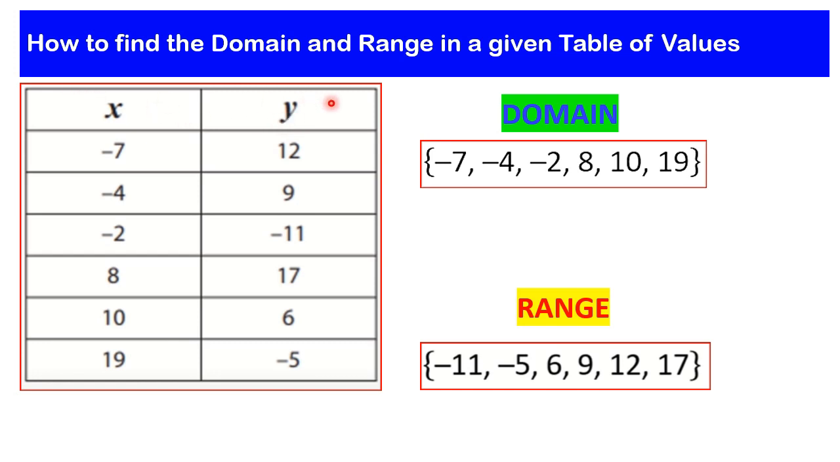Kung halimbawa daw po, given itong table na to, so ang domain po natin is negative 7, negative 4, negative 2, 8, 10, and 19. Yan po yung domain. At ang ating po namang range ay negative 11, tapos negative 5, positive 6, positive 9, positive 12, and positive 17. Yan naman po ang ating range. So, mas madali pong ma-identify kapag nasa table na yung ating mga given.